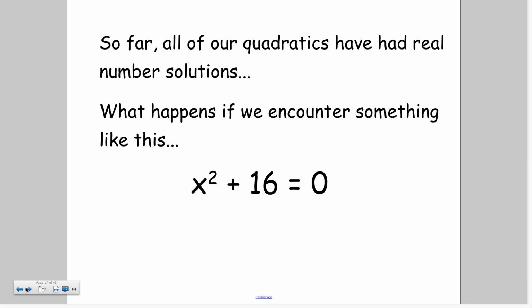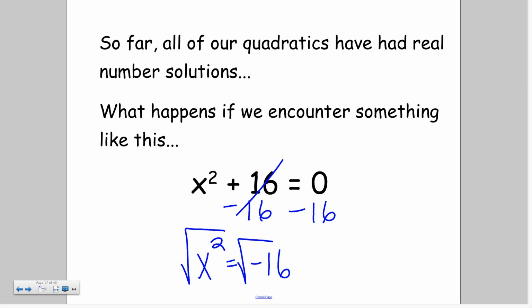If we were to look at this problem right here, x squared plus 16 equals 0, and I solved it like we did today. We'll subtract 16 from both sides. X squared equals negative 16. Then, because I have the square, I'm going to get rid of it by taking the square root. Now I have a problem. I can't take the square root of negative 16.